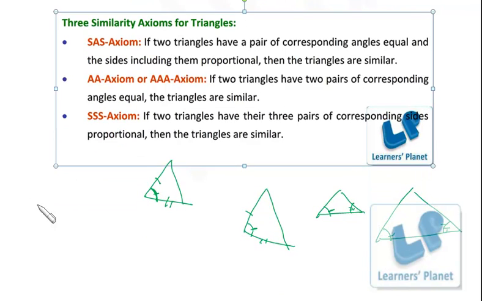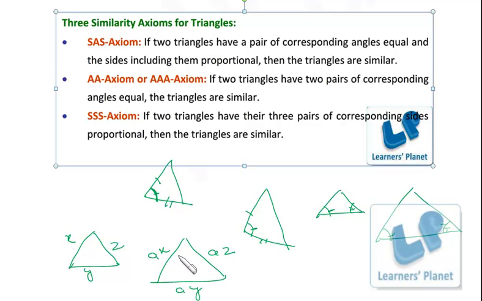Similarly we have SSS, that is if the three sides are in proportion, right? I have maybe this triangle with sides X, Y, Z, and this triangle with sides AX, AY, AZ. So this triangle and this triangle will be similar. If sides are in proportion, then the triangles will be similar. So when the angles are equal, the sides will be in proportion. If the sides are in proportion, the angles will be equal. So both things are true.